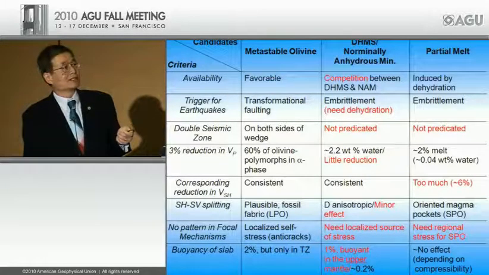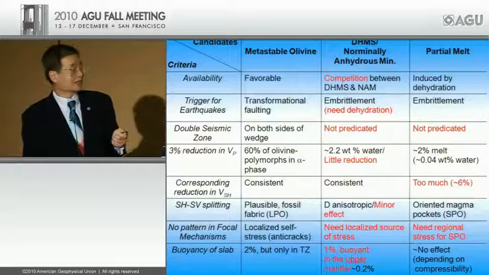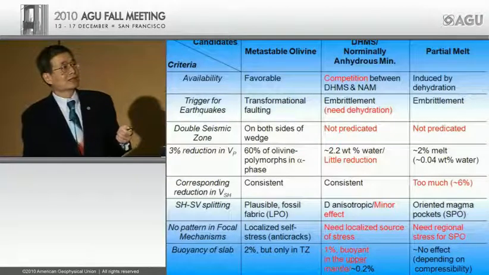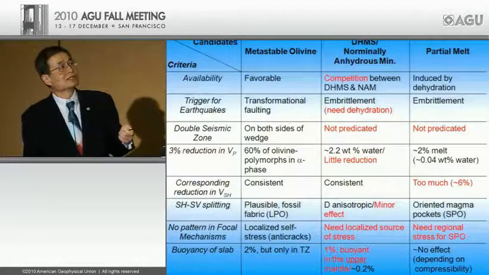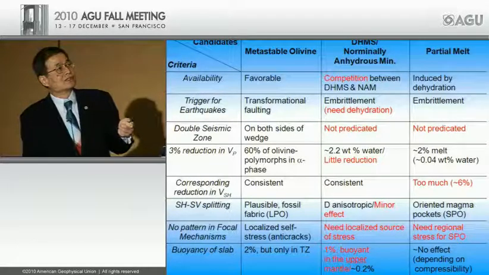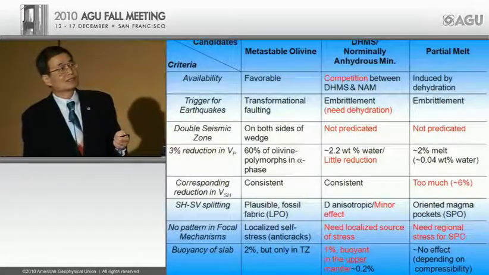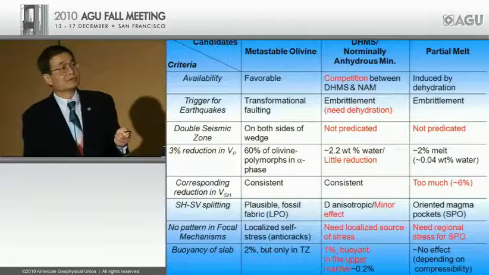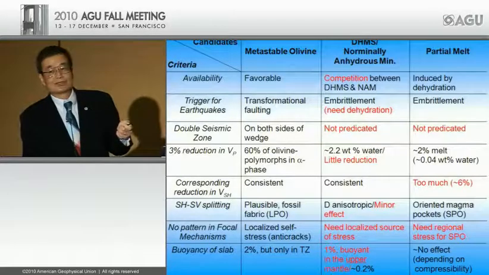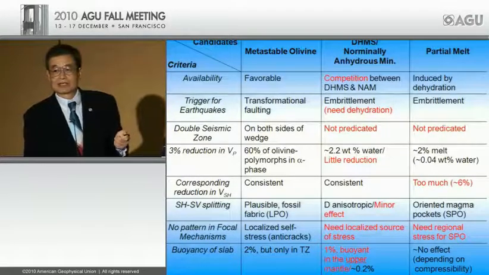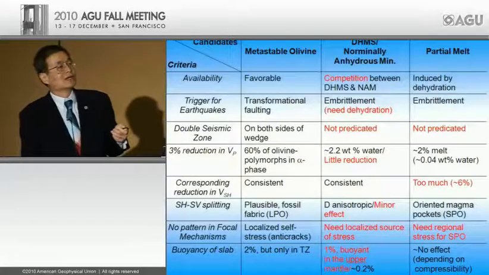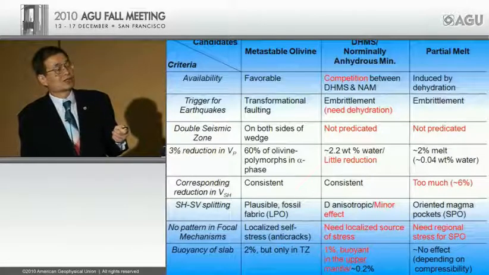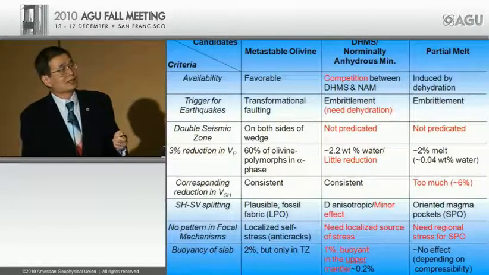For metastable olivines it's called transformational faulting, and Harry did a lot of work on that, as well as Steve Kirby. Now, for these hydrous phases to participate in earthquakes, there is a mechanism. It's called dehydration embrittlement. But we do need dehydration. You can't just keep the water there. It has to get out in order to produce earthquakes. And partial melt presumably can do the same thing.